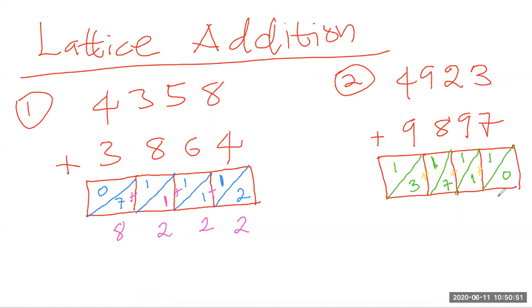Okay. Now, all right. So at this point, you are going to add these diagonals. So you put the diagonals together, but bring down your 0 right there. 1 plus 1 gives you 2. 7 plus 1 gives you 8. Okay. 3 plus 1 gives you 4. And don't forget to bring your 1. So that should be your answer with the lattice addition.